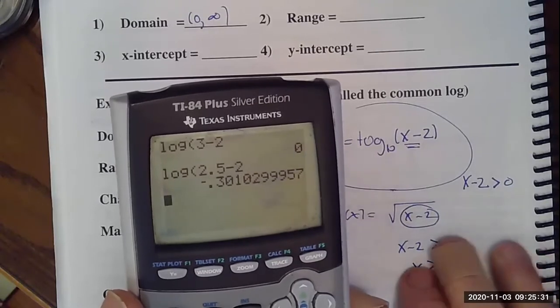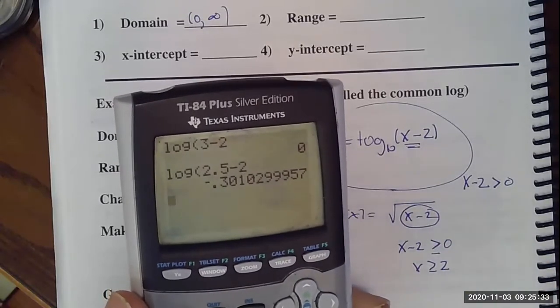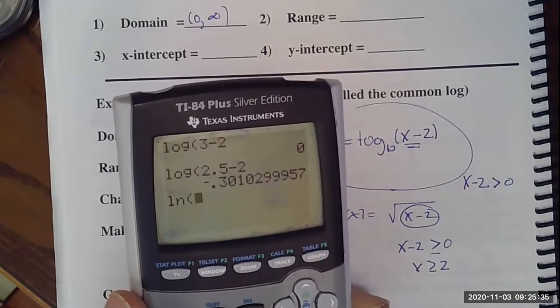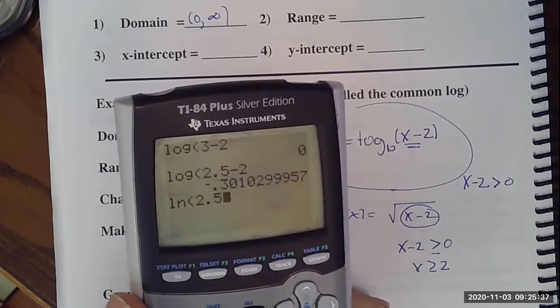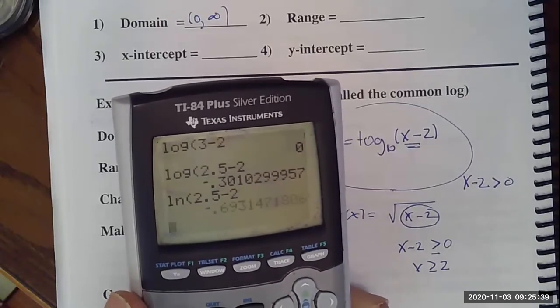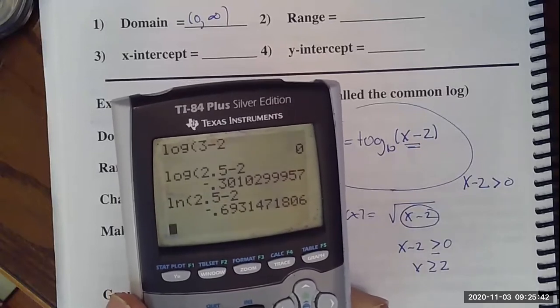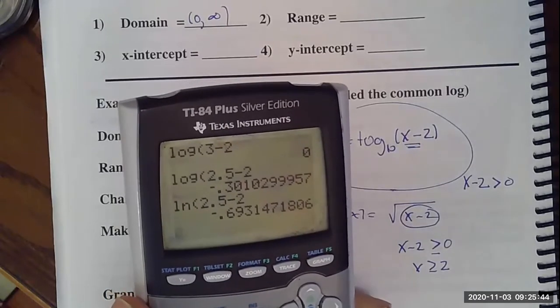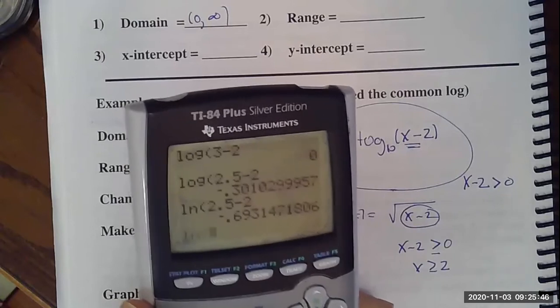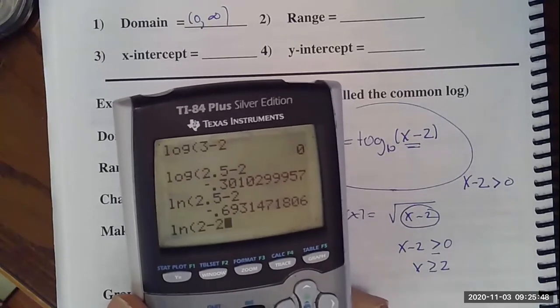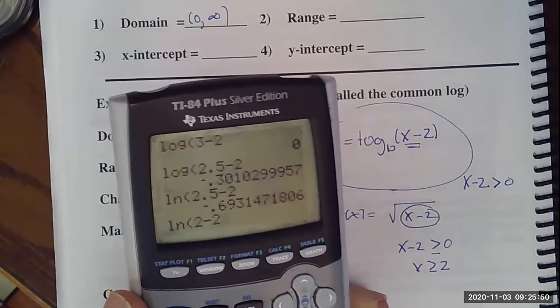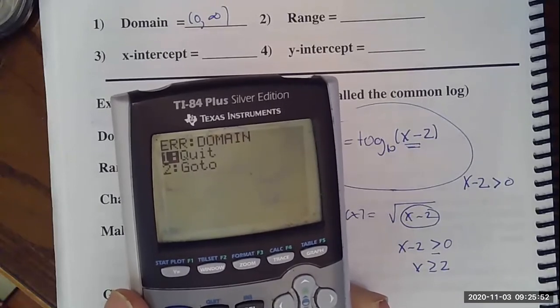I'm getting an answer. What about that ln thing, Jeff? All right, well, do the same thing. Go 2.5 subtract 2. You'll get something. Won't give you the same thing, but you get something. How about ln and do that 2 minus 2? No, it's going to give you an error. Yep, error.